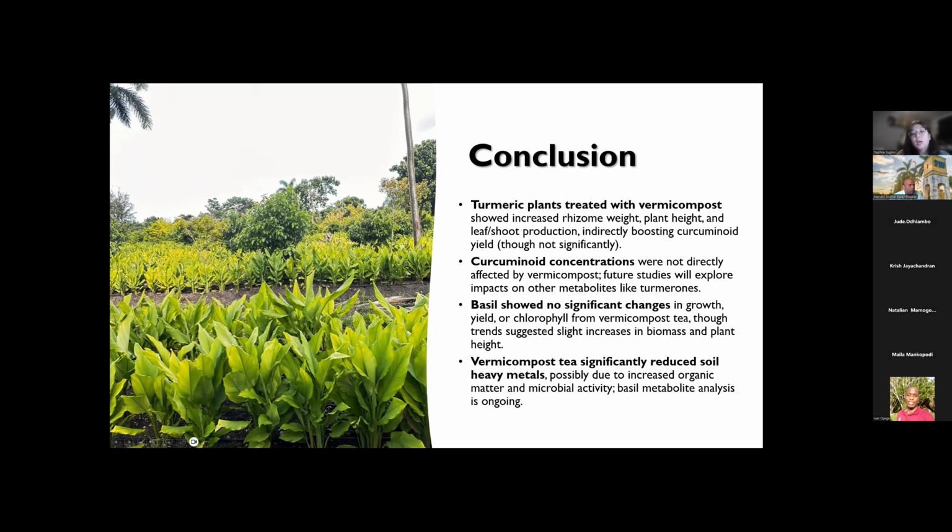This could be attributed to increased organic matter from the liquid fertilizers that we're adding, or perhaps, again, this could have been from the microbial activity originating from the vermicompost tea applications. And so finally, I still have to finish analyzing my basil tissue samples through GCMS so I can gain more clarity as to how vermicompost tea applications truly affect secondary metabolite production in basil production.